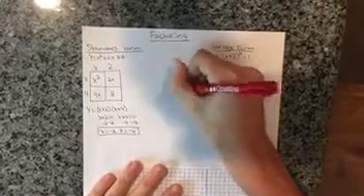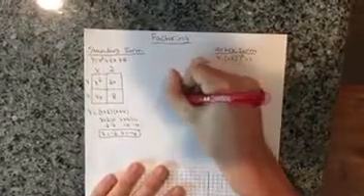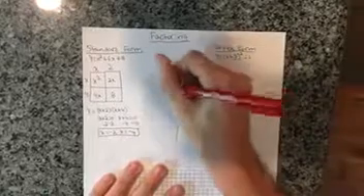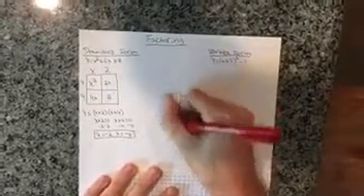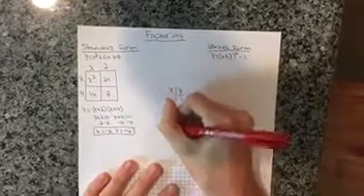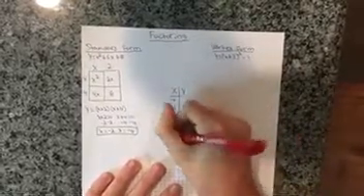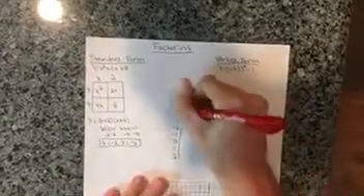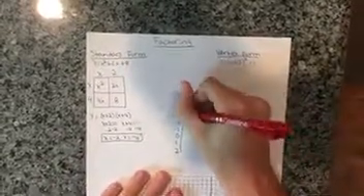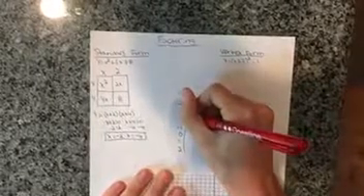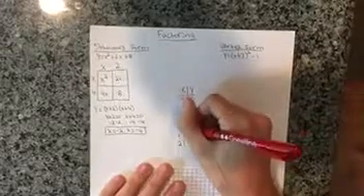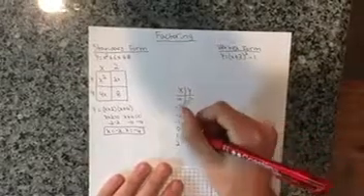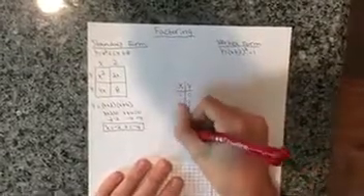And then for the table, just plug in x and y values. So we'll do negative 4, negative 3, negative 2, negative 1, 0, 1, and 2 as our 7 values. Negative 4 is going to be equal to 0, negative 3 is negative 1, negative 2 is 0, negative 1 is 3, 0 is 8, 1 is 15, 2 is 24.